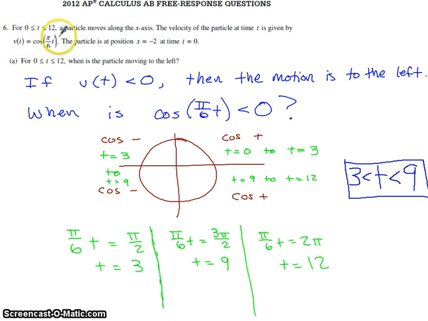But what you have is a particle that's moving along the x-axis. You know the velocity is going to be given by this function, and then the initial position of the particle is at x equals -2 when t is equal to 0.